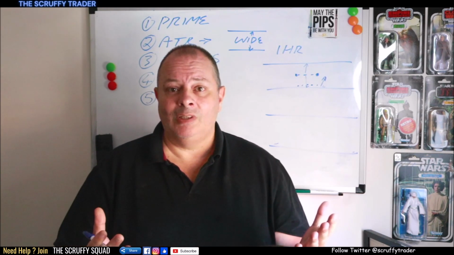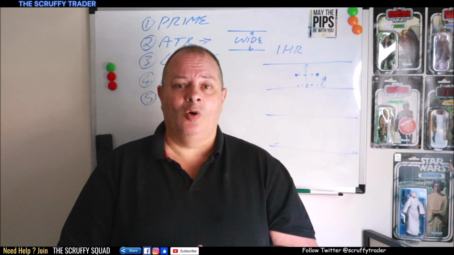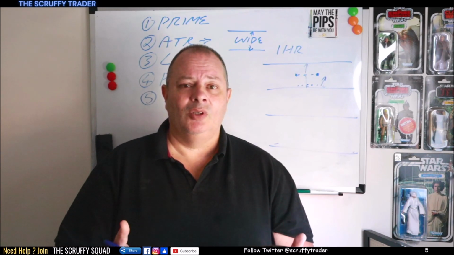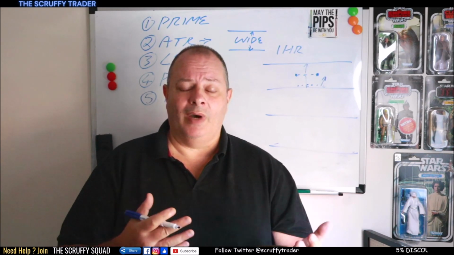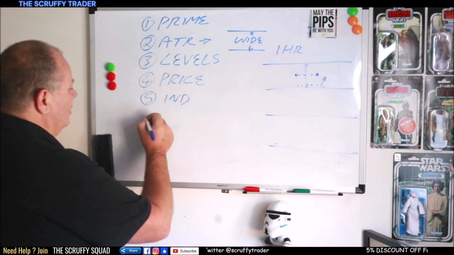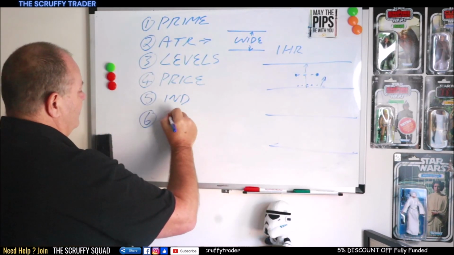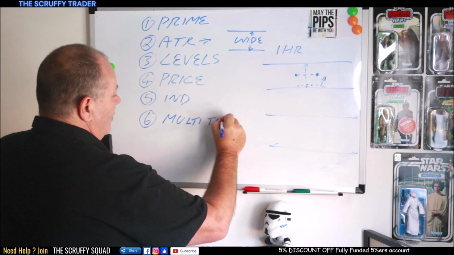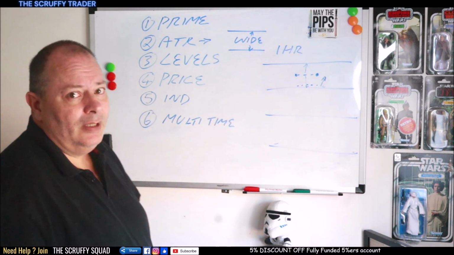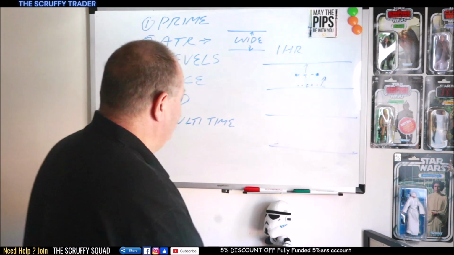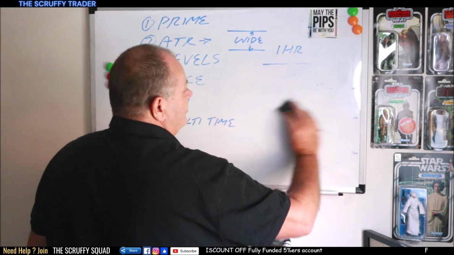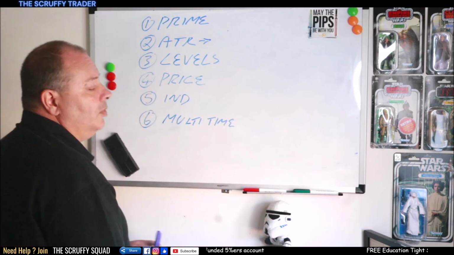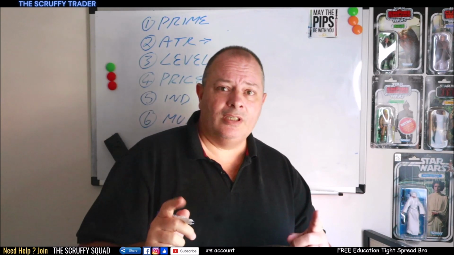And simple as that. But then how do you form the idea? Well, you do it through multi-time analysis. And your multi-time analysis is +1 -1. Multi-time. So what's multi-time? Well, let me show you. Multi-time is this. Simple as can be.